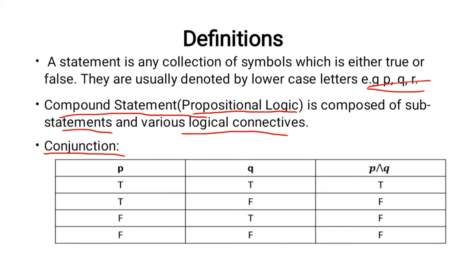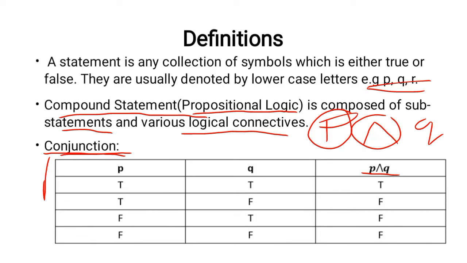A conjunction has to do with when you have statements P and Q and the symbol like a cap. This is called a conjunction, this symbol, which is what you see in the table. The truth table for a conjunction is what you see displayed here. Now you have statements P and Q.